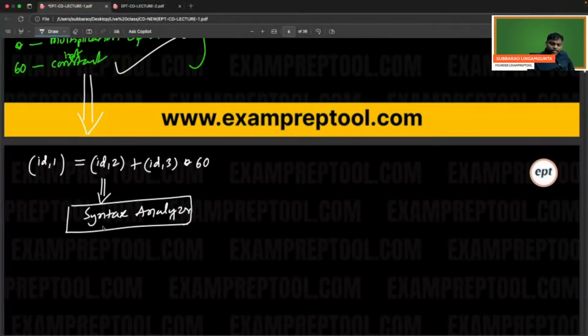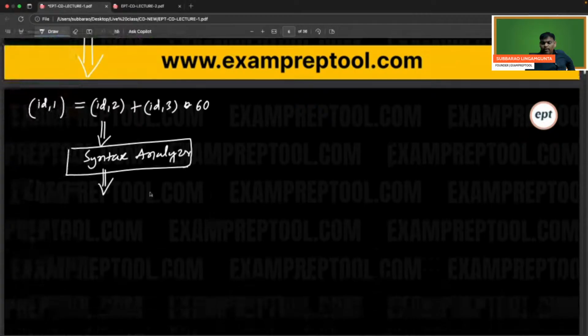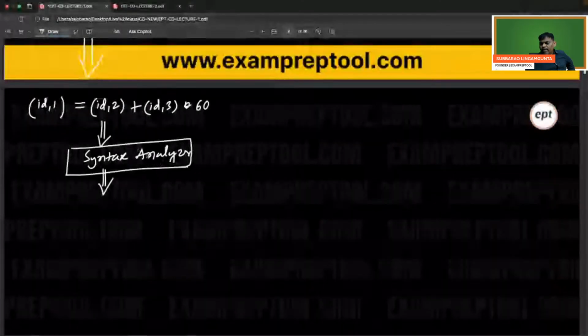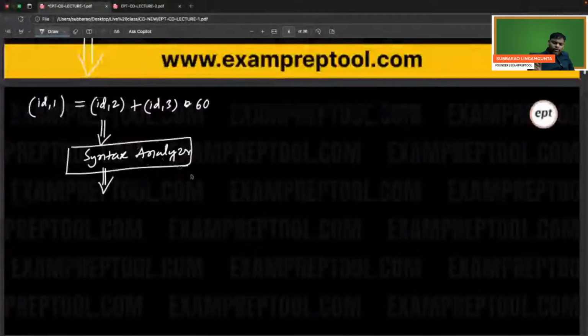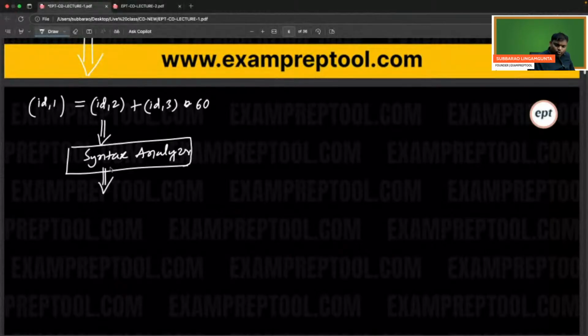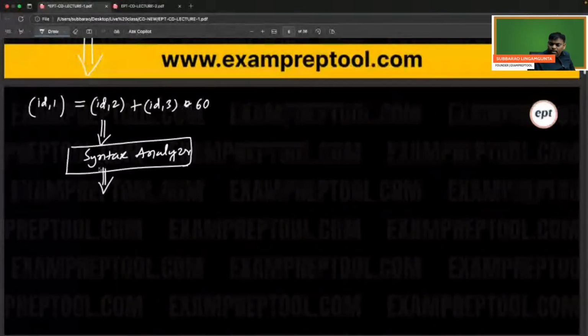Some people are asking what the syntax analyzer will do, sir. The name itself says syntax analyzer. It is a very, very important one. Please try to understand, everyone. The syntax analyzer's input is the token string. Careful, everyone.